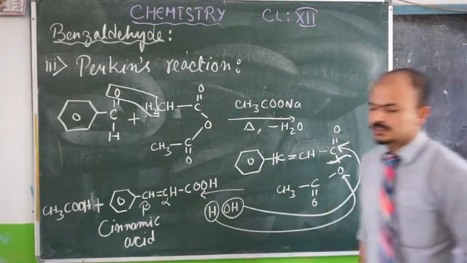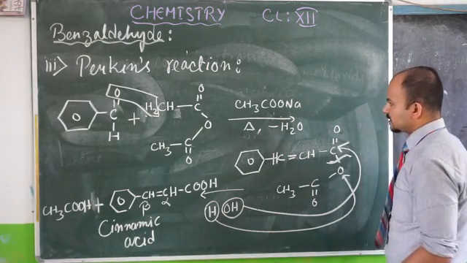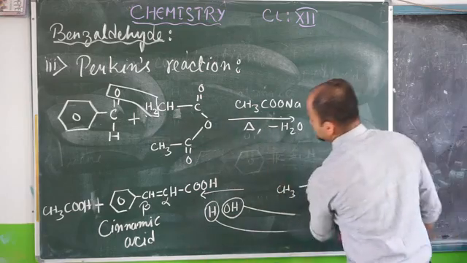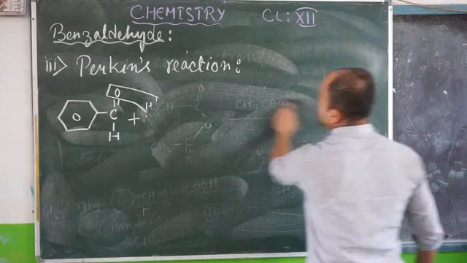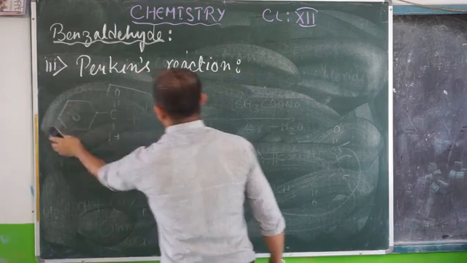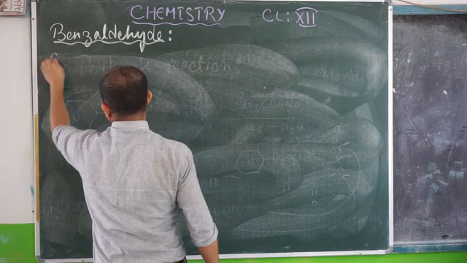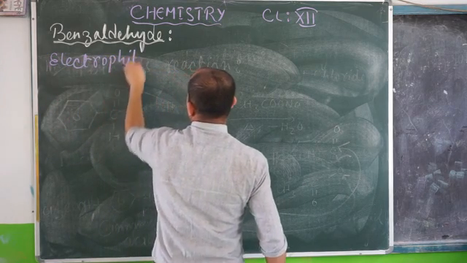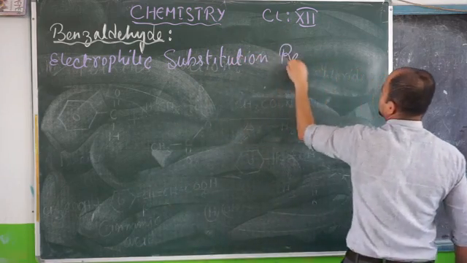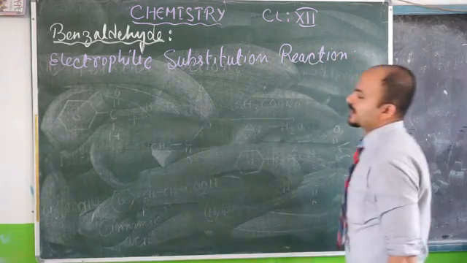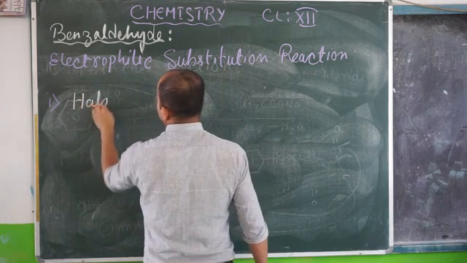So now moving on to the next topic for today's discussion, we are going to discuss electrophilic substitution reaction of benzaldehyde. As we have already discussed electrophilic substitution reactions in class 11 as well as in class 12 in our previous classes. And in electrophilic substitution reaction, the first one we are going to discuss today is halogenation.